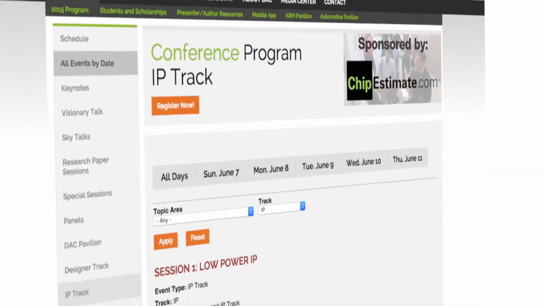So everything you ever wanted to know about IP, but were afraid to ask, would be right here. It's happening right there. You got it. And Chris, you're presenting a paper at the IP track. That's right. I'm doing a paper on design in the eye of the hurricane, design of optimal vision systems.